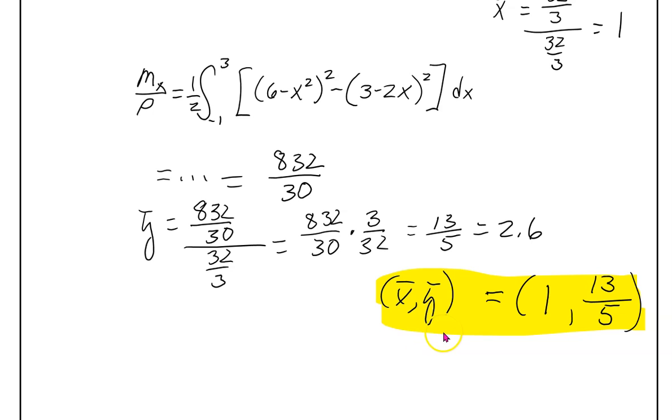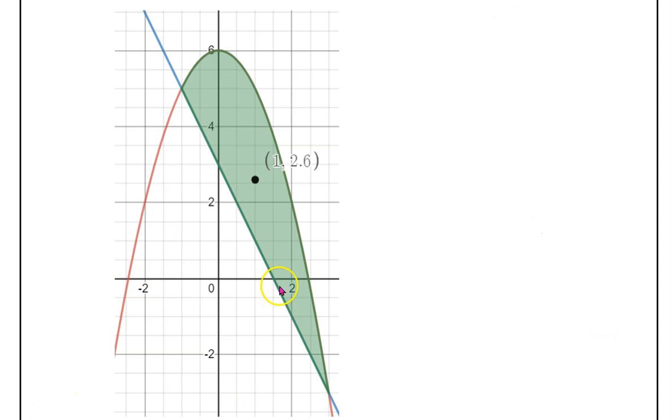Our center of mass is located at the centroid, the geometric center, since our density is constant, and that's located at the ordered pair 1, 13 fifths, or 1, 2.6. Let's locate where that would be on the region. Here you can see the two curves and the region in green between them, with the center of mass, which is equal to the centroid, marked here in black.